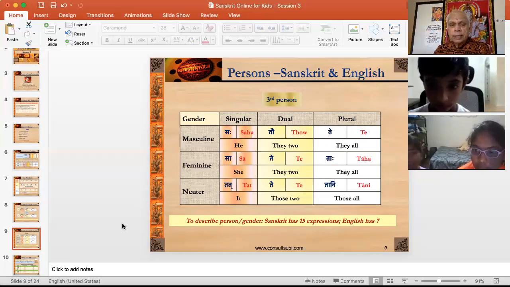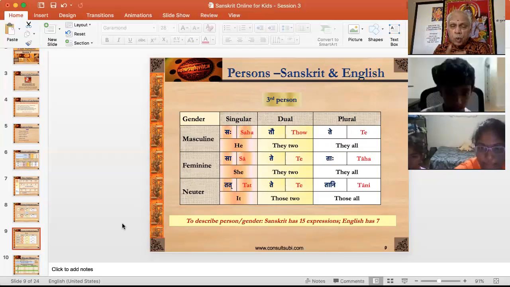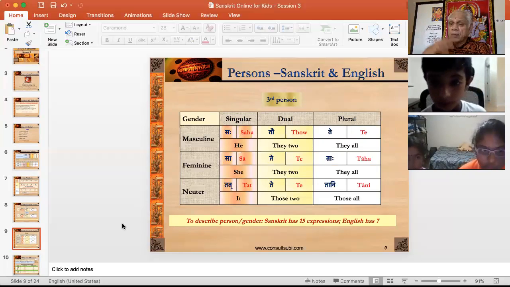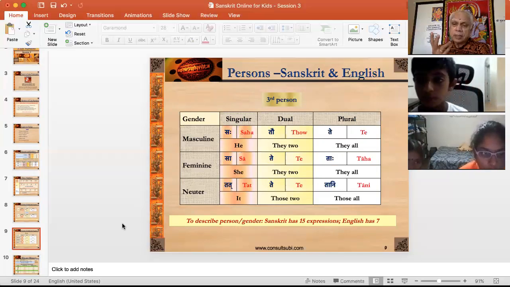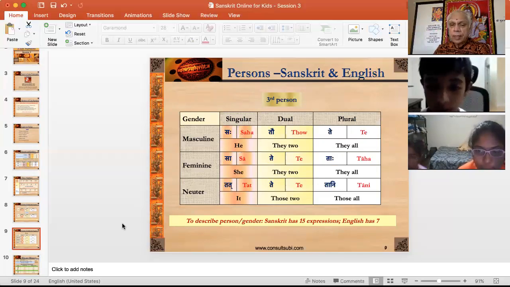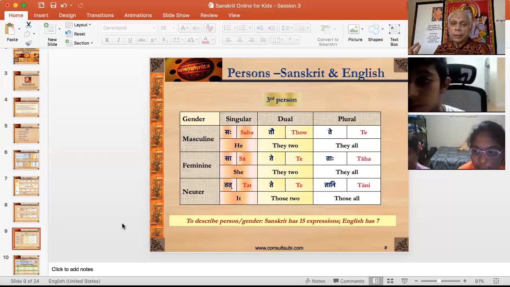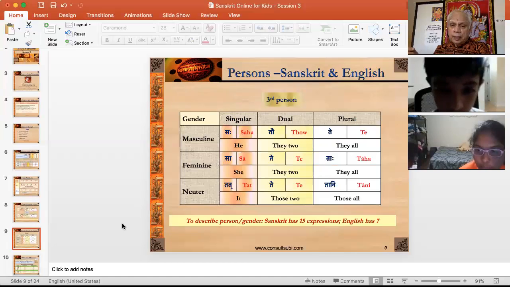When it comes to feminine gender, sa, she, that dual person is te. So it depends on context. How do you distinguish between the two? If I say te balaha, which is plural, children, it refers to them. If I say te baginyao, that means two sisters. So depending on the context, you have to see the meaning. Taha is referred to they all. If it is a neuter gender, for example, a book, you say tat.